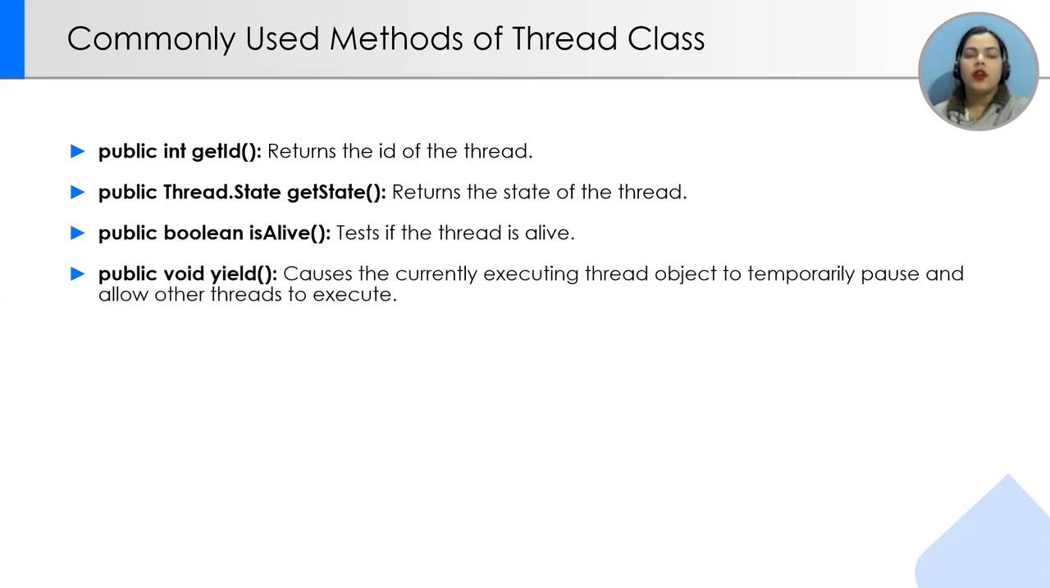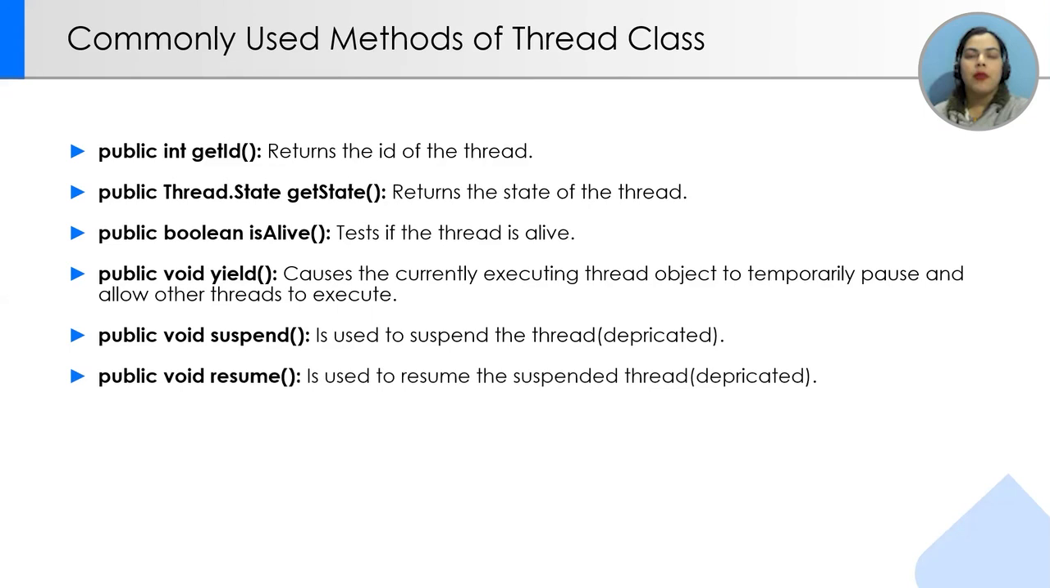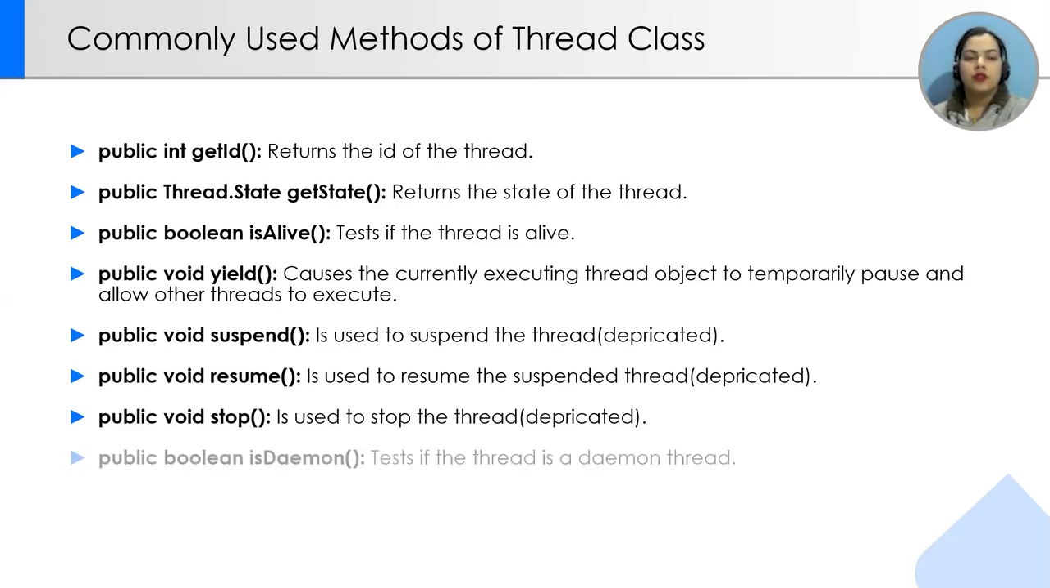Then public void yield. It causes the currently executing thread object to temporarily pause and allow other threads to execute. Then public void suspend, it is used to suspend the thread. Then public void resume, it is used to resume the thread. Then public void stop, it is used to stop the thread.